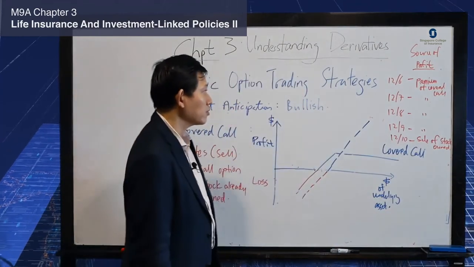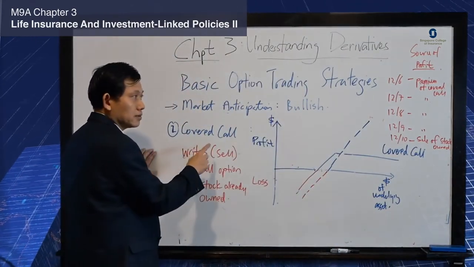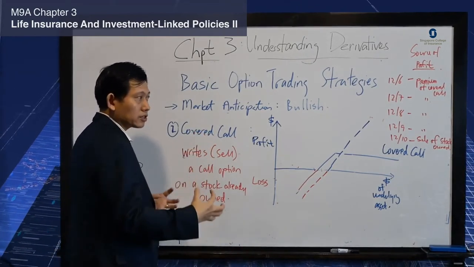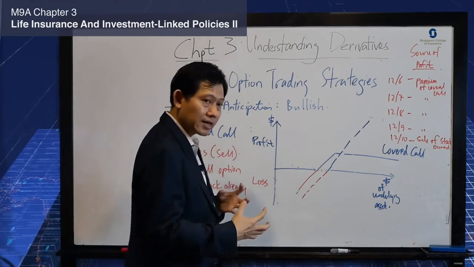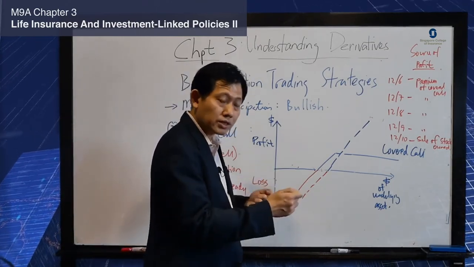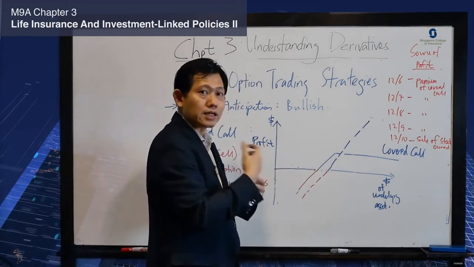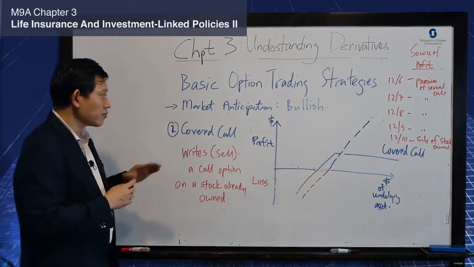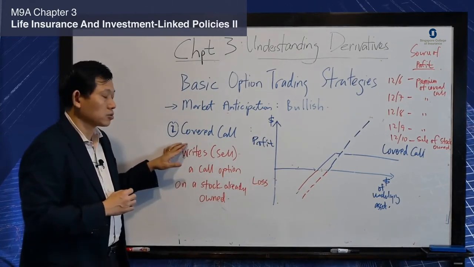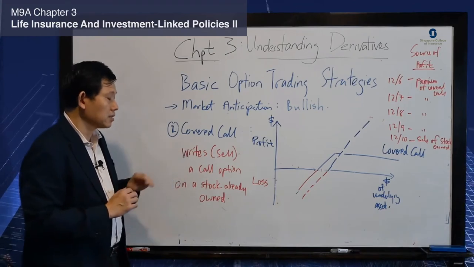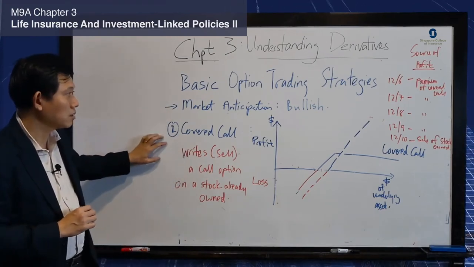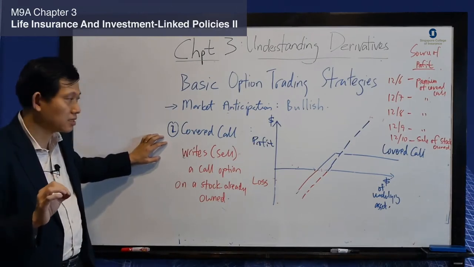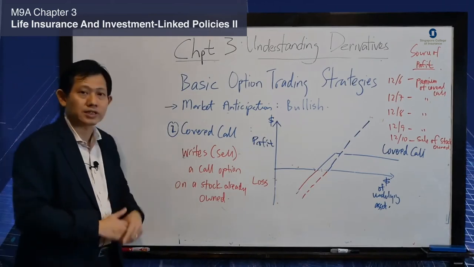So therefore, with a covered call option that you sell on a monthly basis, you will find that we are holding on to the stocks, you can actually profit by deriving a call option and selling it, and you make certain premium income from it. This is the strategy for covered call. So for the purpose of your test, just remember that covered call is one of the bullish market strategies in option trading.